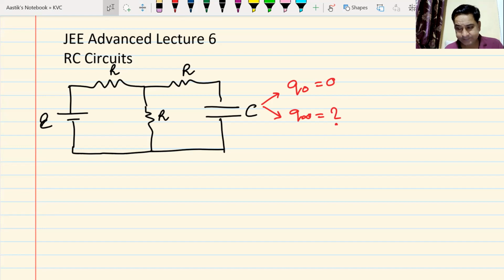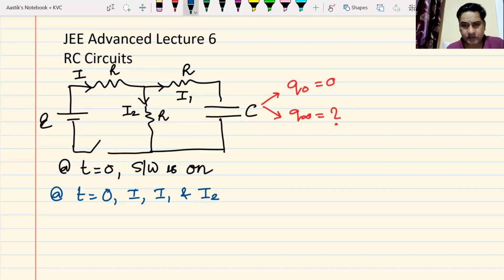2 minutes. So I've added another question in this. And the question is, I've put a switch. At time t equal to 0, the switch is switched on. And you have 3 currents, I, I1 and I2. And you have to tell me the value of I, I1 and I2 as soon as the switch is switched on. Do you need help? Shall I help you first? And then probably you can do it for the next question. Anyways, I'll give you 2 minutes to think about this.